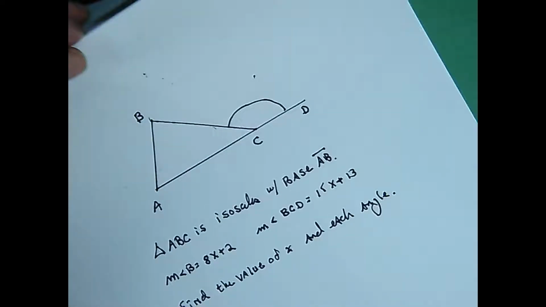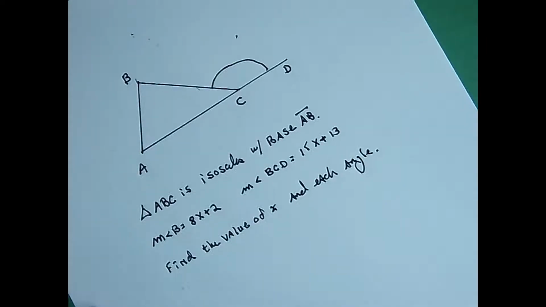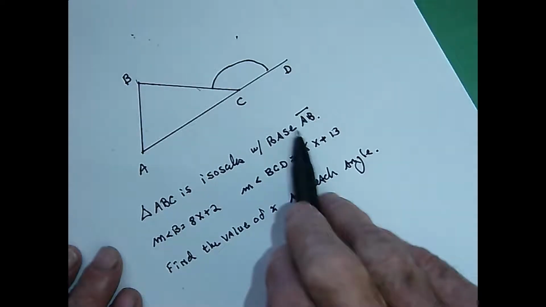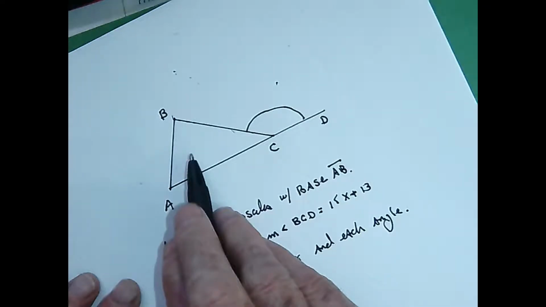But I want to show you this question. We had a homework question like this one, and it's a really good one. I think I'm going to put a question like this on the quiz that you got to take this week. Let's pay attention here. Triangle ABC is isosceles with base AB. Now, if this is an isosceles triangle with base AB, then these would be the legs.